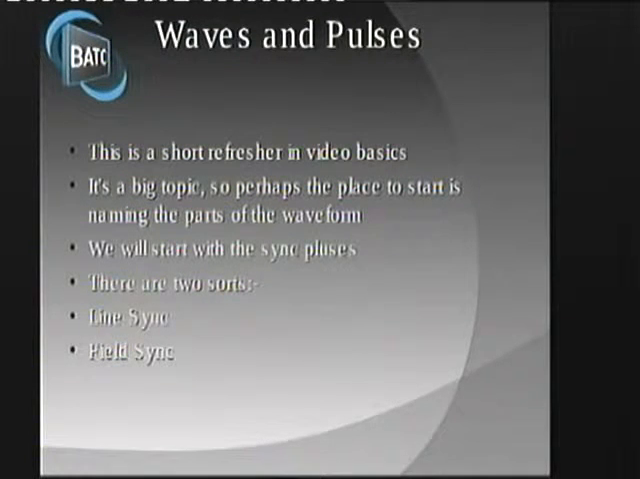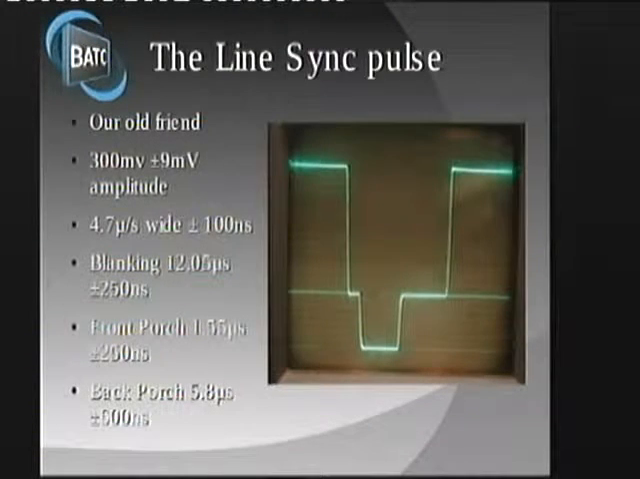So we'll start with the sync pulses. There are two sorts, line pulses and field sync. This is the line synchronizing pulse. It's 4.7 microseconds wide and the blanking 12.05. The front porch is that little bit there between the finish of picture and the start of the sync pulse, and the back porch between the finish of the sync pulse and the start of the picture. And there are the parameters as well.